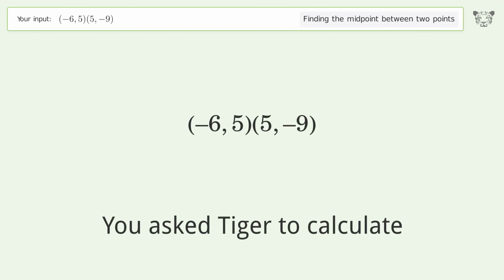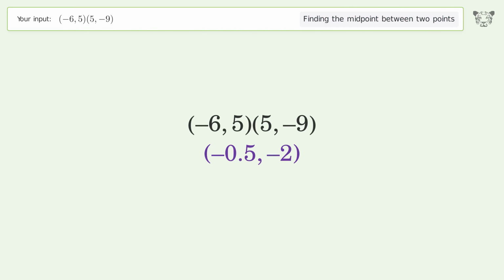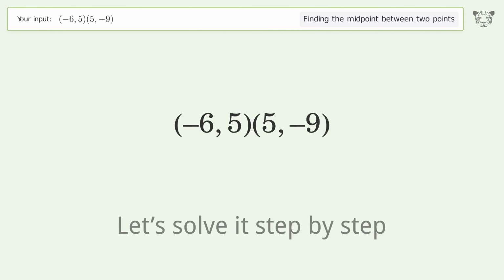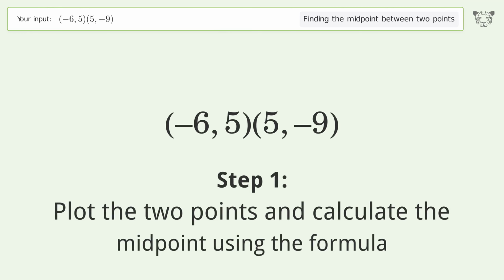You ask Tiger to calculate. This deals with finding the midpoint between 2 points. The midpoint between the 2 points is -0.5, -2. Let's solve it step by step. Plot the 2 points and calculate the midpoint using the formula.